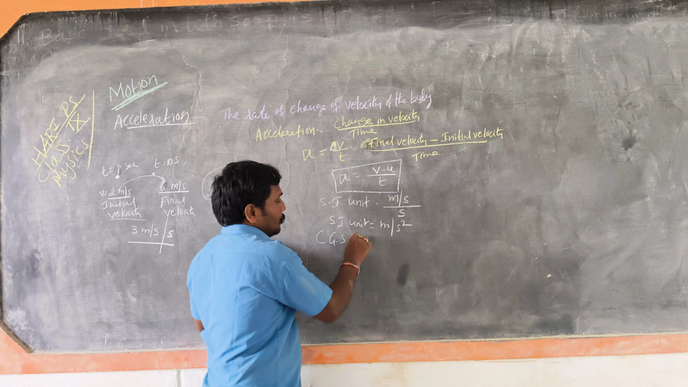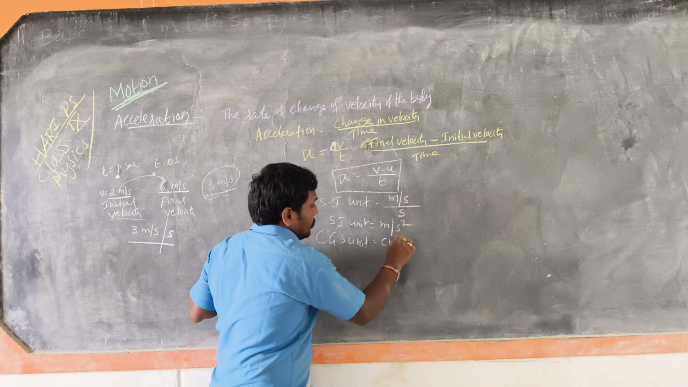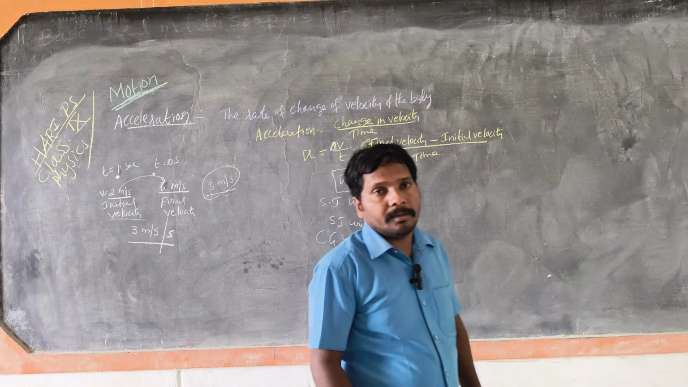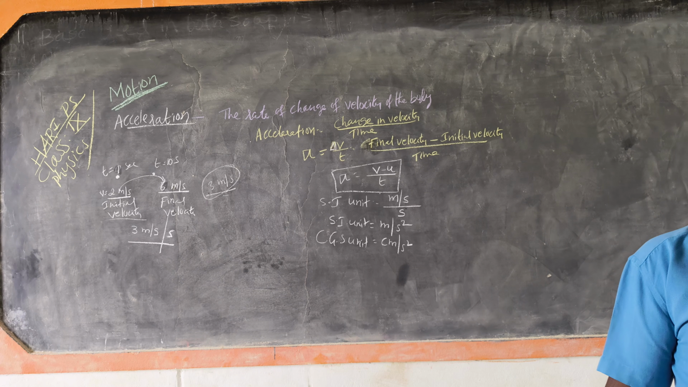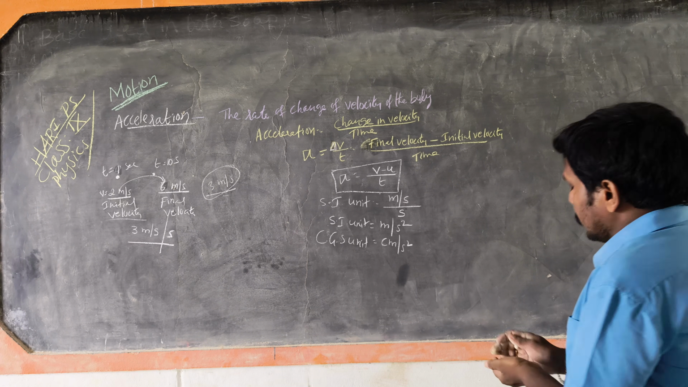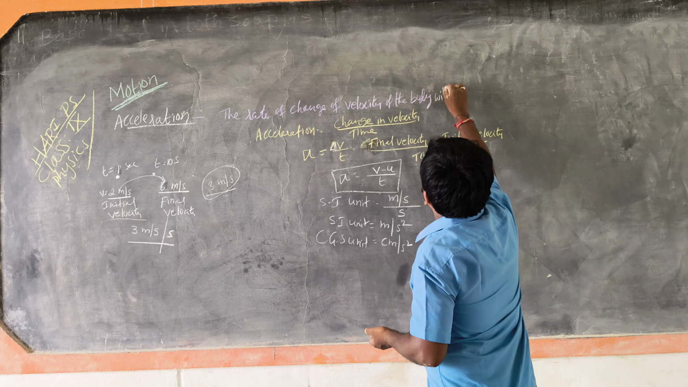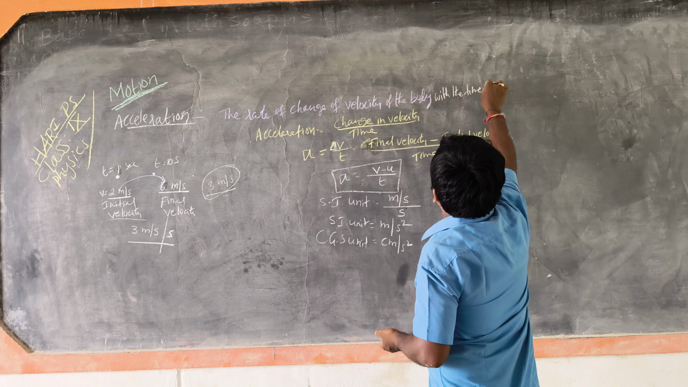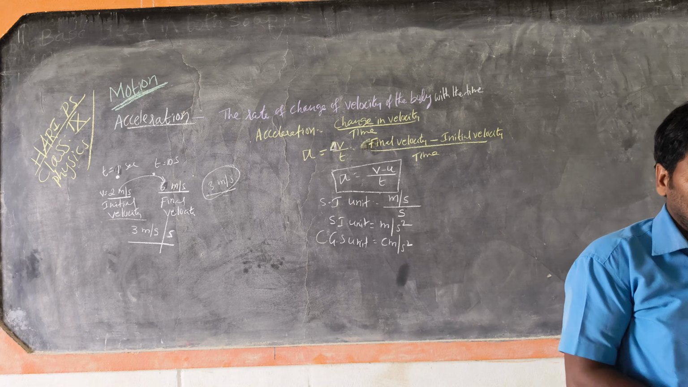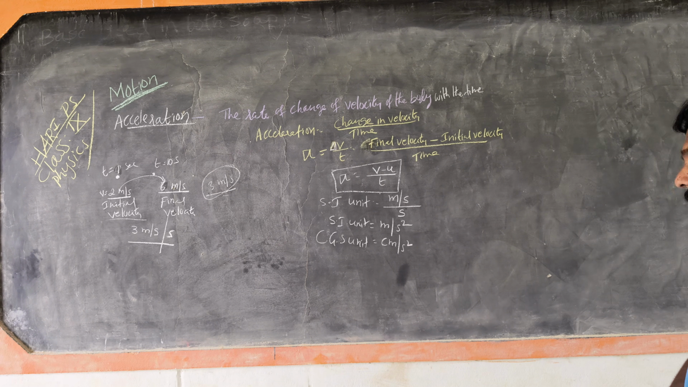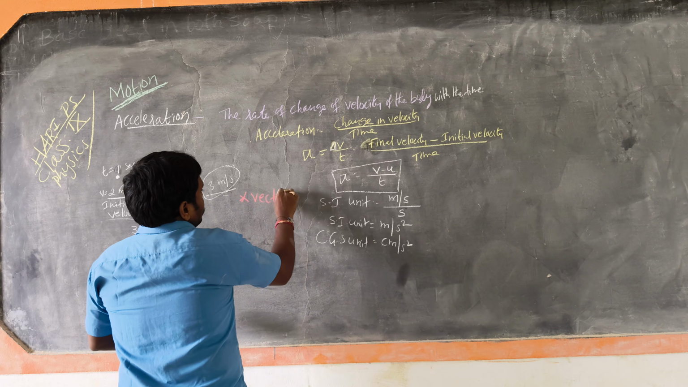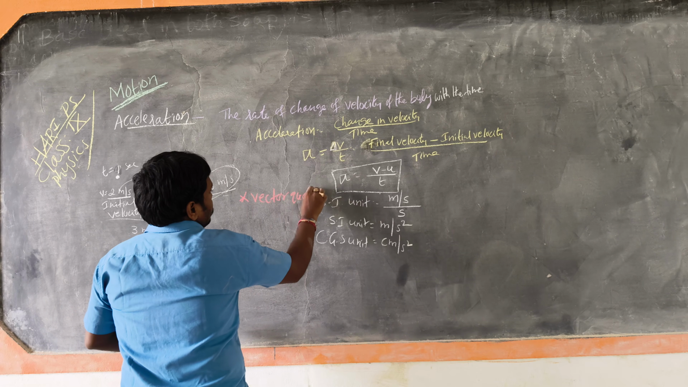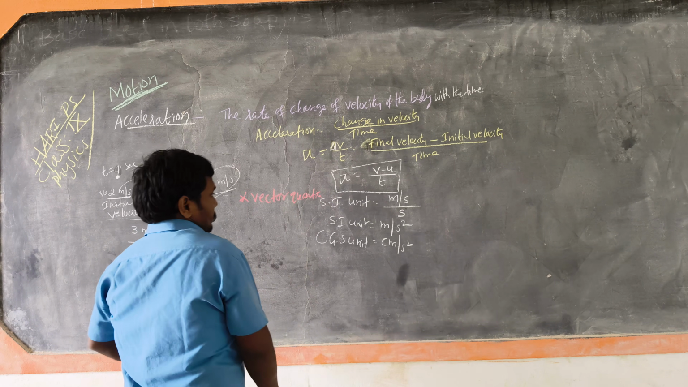In CGS unit, it is centimeter by second square. So this is called acceleration: the rate of change of velocity of the body with the time. It is a vector quantity. Acceleration is a vector quantity because velocity is a vector quantity.